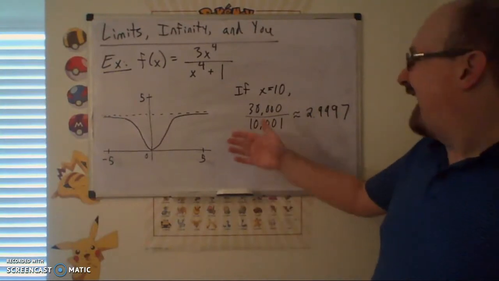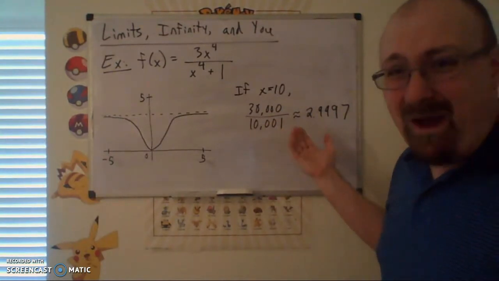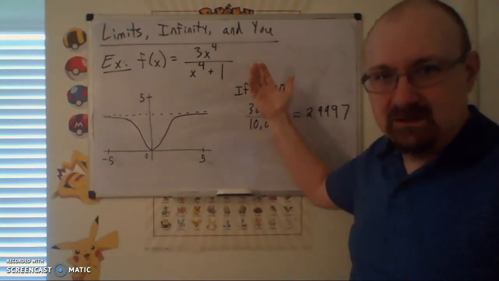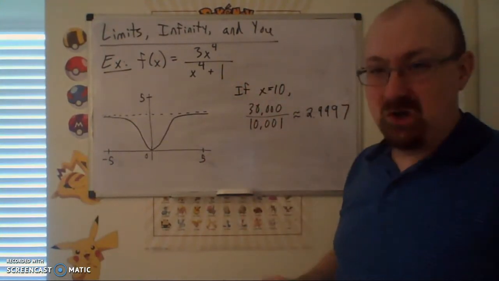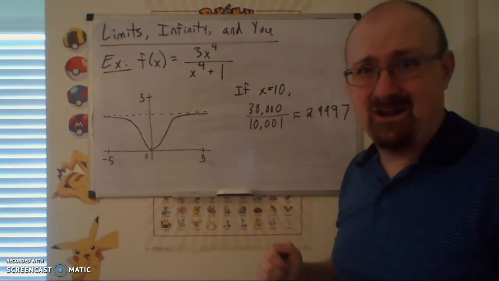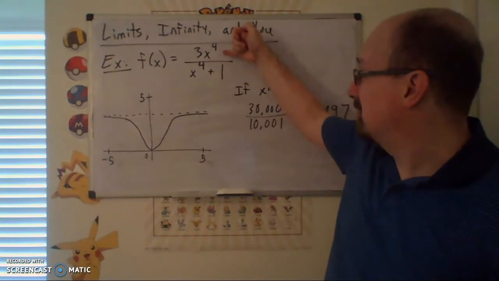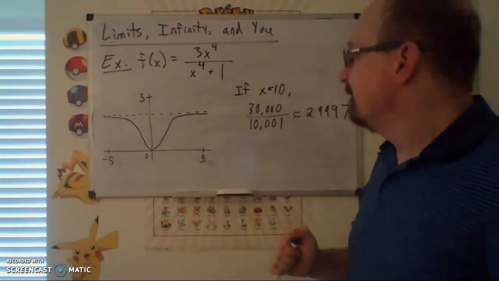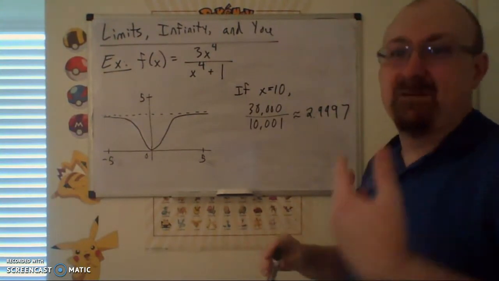Now, the idea is 10's not even really that far away from the origin in the grand scheme of things. What if I plugged in like 100? Then we're talking about a much larger number. 100 to the 4th is 10 to the 8th, so that's 100 million. So we're talking 300 million over 100 million and 1. You can work out what that is and keep plugging in even larger values.